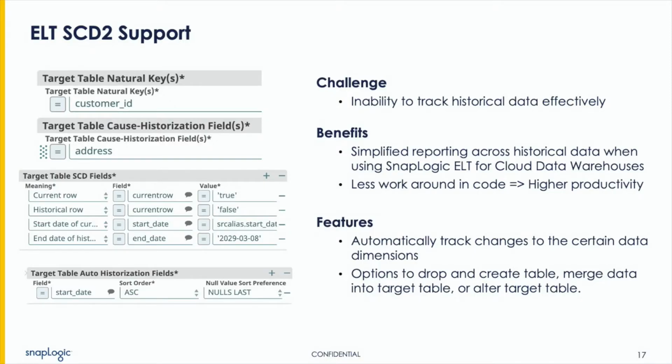In this video, I will demonstrate how you can use the ELT SCD2 snap to maintain a dimension table inside a data warehouse, also known as Type 2 slowly changing dimensions. Creating a dimension table allows you to track history for a set of columns you choose.